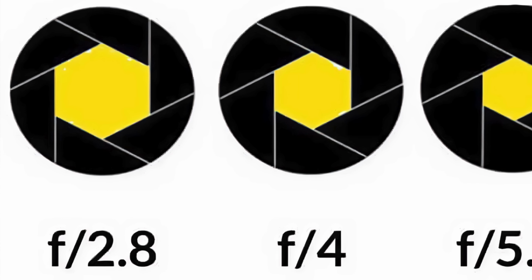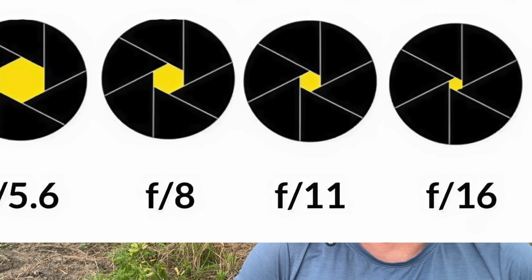Aperture plays a significant role in photography, influencing both the exposure and the depth of field in your images. Aperture is one of the main components of exposure alongside shutter speed. A larger aperture, for example f2.8, will let in more light to the sensor, which is beneficial in low light situations. On the other hand, a smaller aperture like f16 reduces the amount of light entering the camera, which is useful in bright conditions.